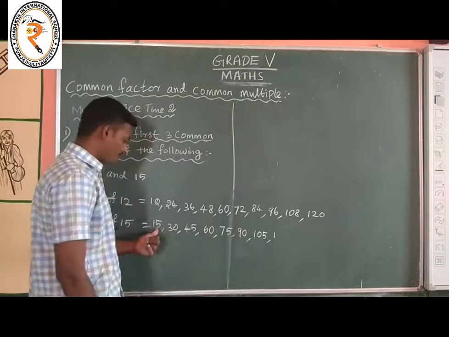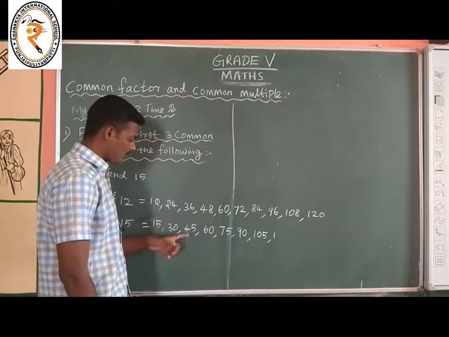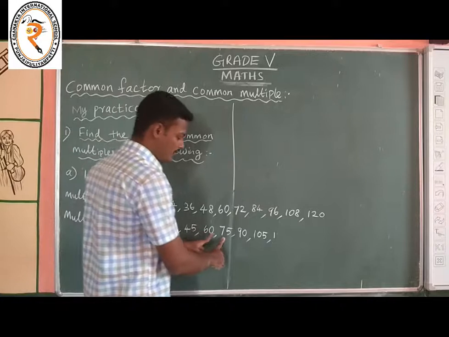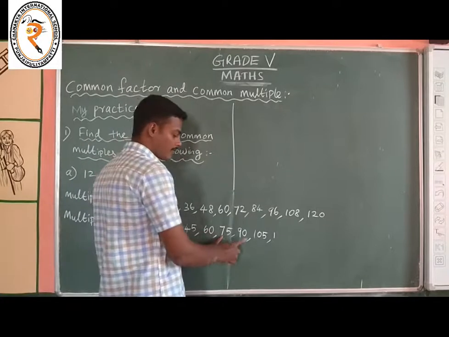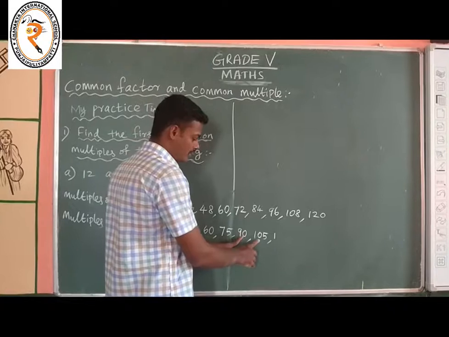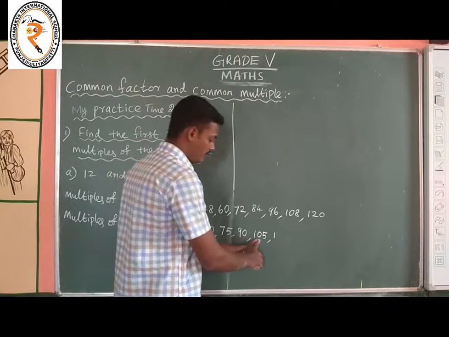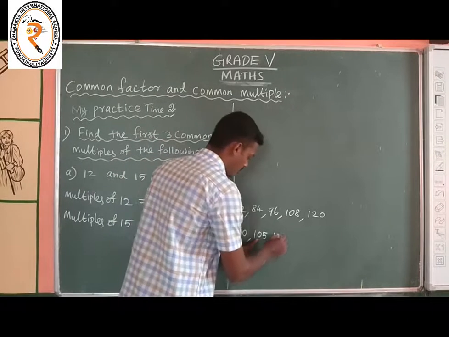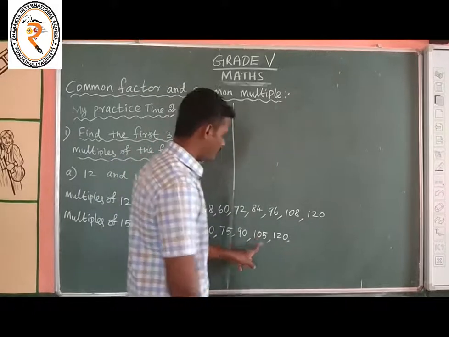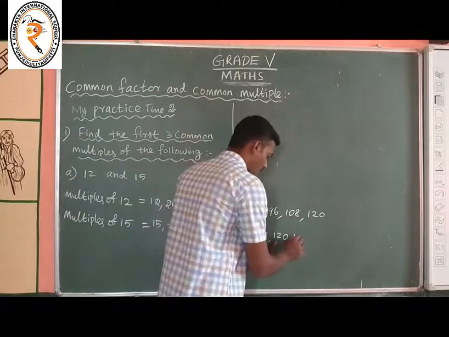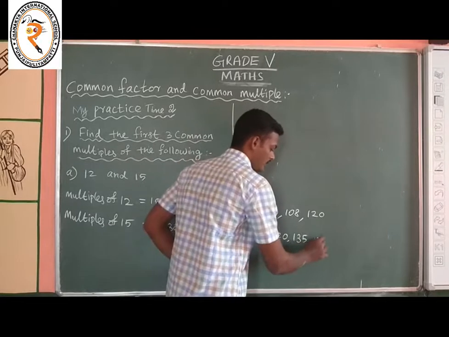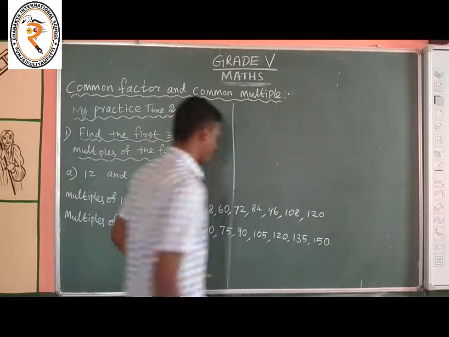1 15s are 15, 2 15s are 30, 3 15s are 45, 4 15s are 60, 5 15s are 75, 6 15s are 90, 7 15s are 105, 8 15s are 120, 9 15s are 135, 10 15s are 150.